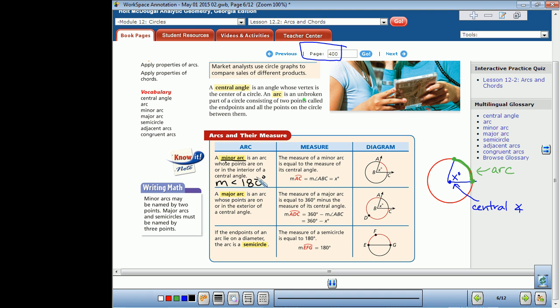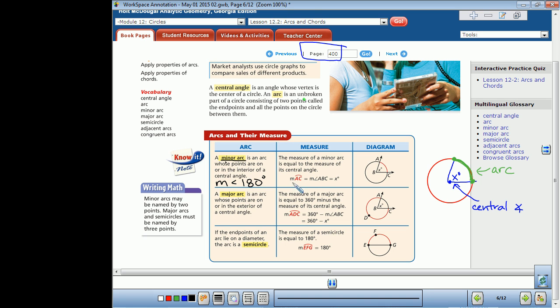Now, next week we'll actually look into arc length. That would be like if you took out a tape measure and you put it around the circle and figured out how many centimeters long it was. That's arc length. This is the arc measure, and it's in terms of degrees. A circle is how many degrees? 360. So if we have one that's less than 180, it's considered a minor arc.